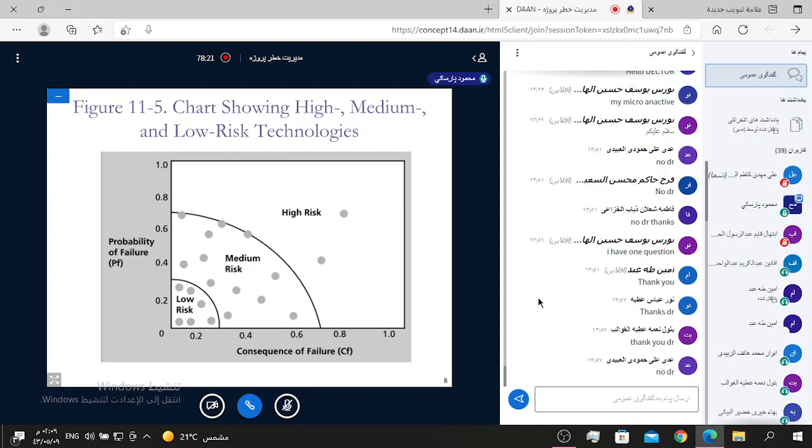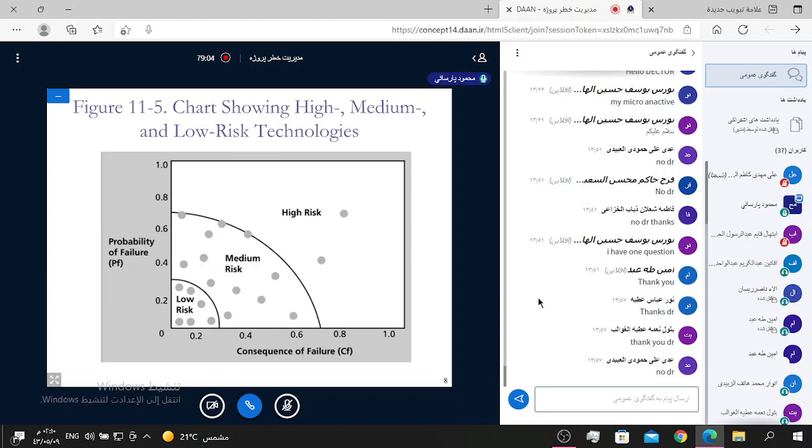The first region is about low risk with low effects and low probability. The next one, upper, is the region of medium risk with medium effects and probabilities. And the last region, upper than medium risk, is the high risk region for high effects and high probabilities of the risks.